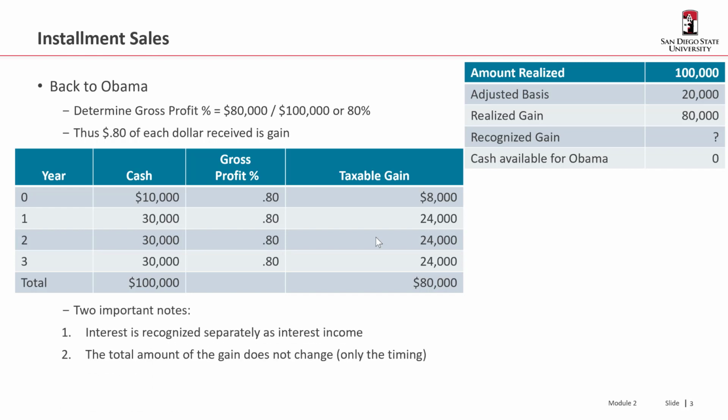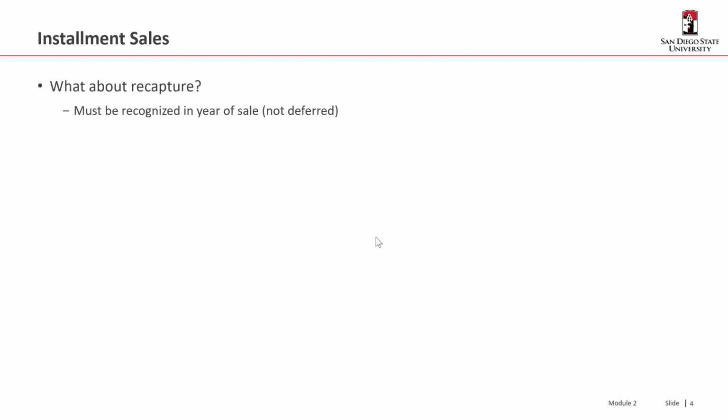Two important notes, of course. The interest is recognized separately, and that's going to be his interest income. So recall that he was getting a 7% note. You can have imputed interest on installment sales as well. We're not going to get mixed up in that, but note that it is fairly common. That's one of the areas where you see a lot of imputed interest: installment notes that don't have a stated rate of interest equal to the applicable federal rate. And then, of course, the total amount of the gain doesn't change, only when it is recognized.